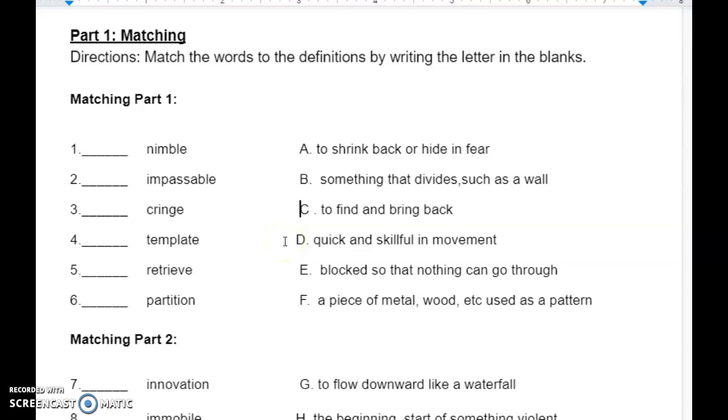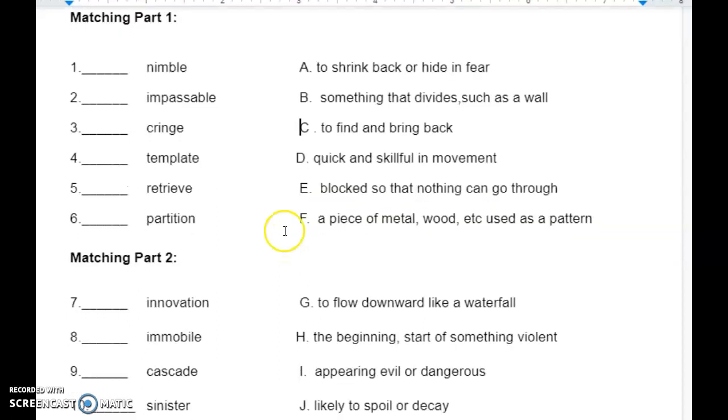D, quick and skillful in movement. E, blocked so that nothing can go through. F, a piece of metal, wood, etc., used as a pattern.